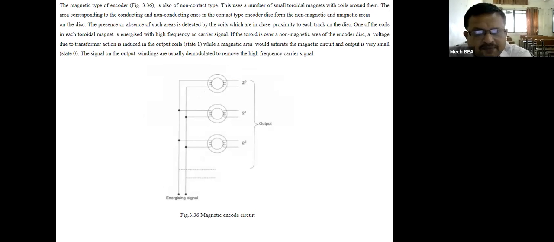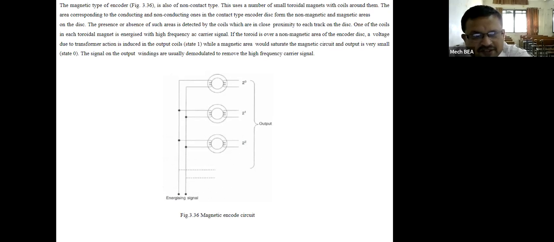The magnetic type encoder is also of non-contact type. This uses a number of small toroidal magnets with coils around them. The areas corresponding to the conducting and non-conducting ones in the contact type encoder disk form the non-magnetic and magnetic areas on the disk. The presence or absence of such areas is detected by the coils which are in close proximity to each track on the disk.